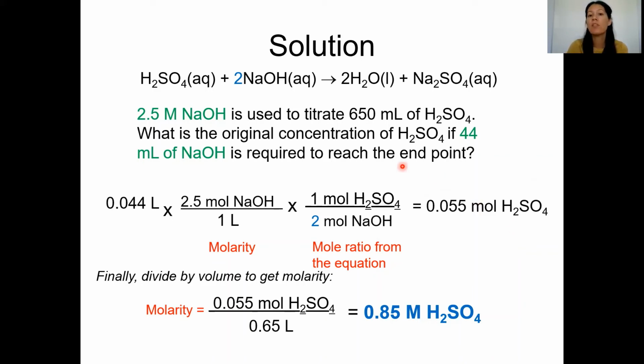But if I asked you what's the original concentration, give me the molarity. And molarity is moles per liter. So use the moles you just calculated. And what liters? Don't use the liters from sodium hydroxide, you use the original liters of sulfuric acid, which is 0.65, and you get 0.85 molar sulfuric acid.